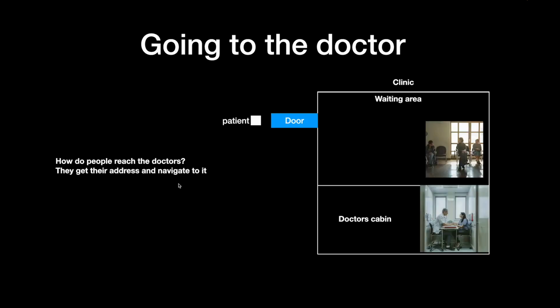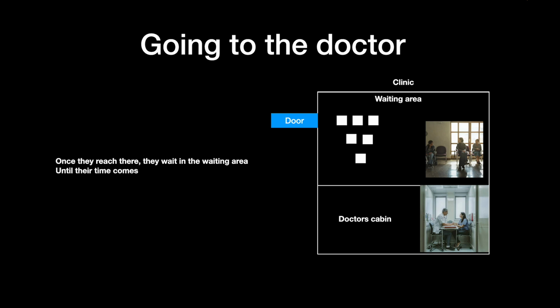How do people reach the doctors? You basically search for good doctors near me, you Google that, you find their address, and then once you have their address, you navigate to it. Once you navigate to the address, there is a door through which you can enter the waiting area. Again, you cannot directly go to the cabin and use their services. You have to go into a waiting area until your turn is called. You'll stay here and then finally go into the doctor's cabin.